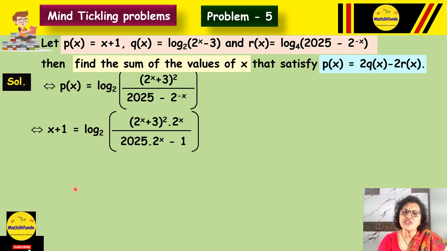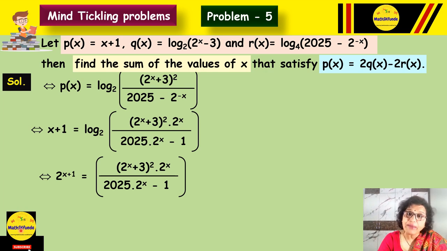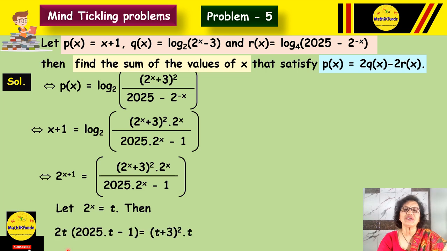Now use the simple definition of log. So this 2 raised to x plus 1 you will get. So 2 raised to x plus 1 equal to this quantity written inside the bracket. So that is nothing but 2 raised to x plus 3 whole square into 2 raised to x upon 2025 into 2 raised to x minus 1. Now at least at all the places I'm getting 2 raised to x. So it's better I name that 2 raised to x as t. So writing will become easy, nothing else. Now if I write 2 raised to x as t and write the equation in terms of t, I am getting 2t into 2025t minus 1 equal to t plus 3 whole square into t.